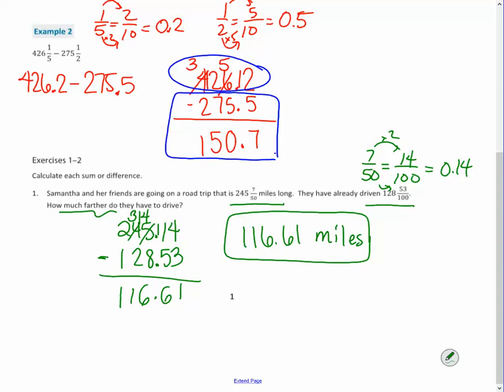All right, any questions? Hopefully not, but if you have any, the substitute can probably help you with that. So let's go to the next page.